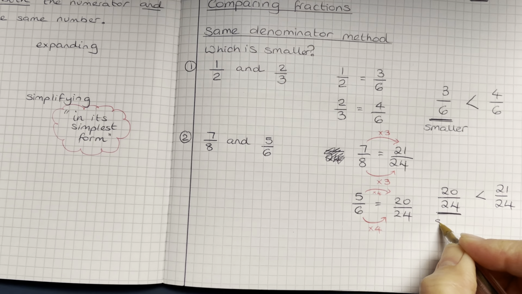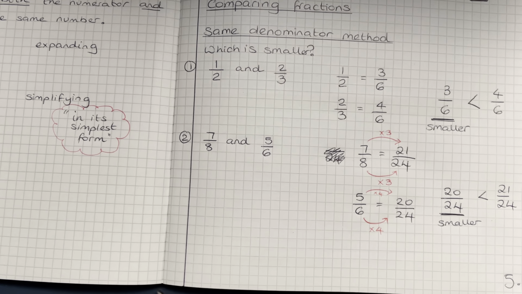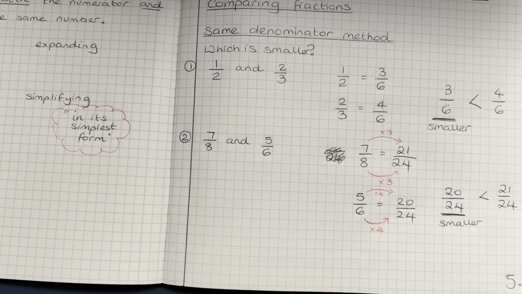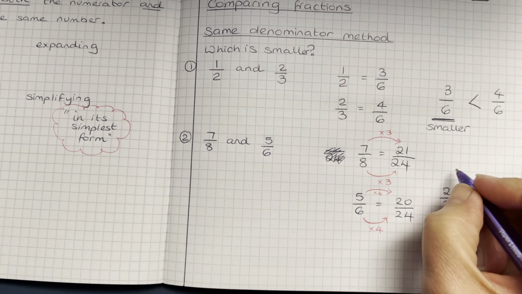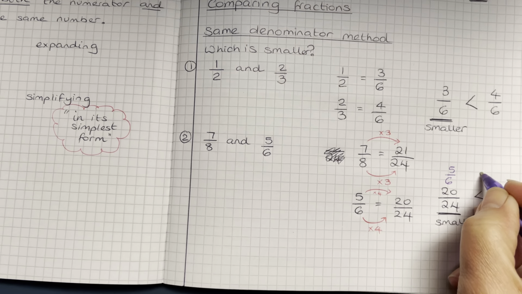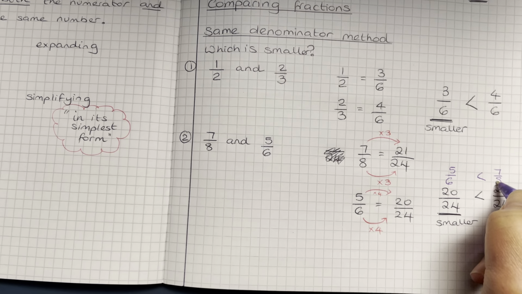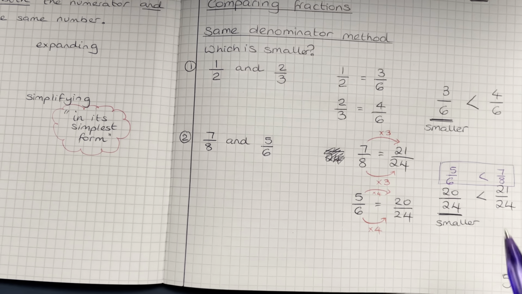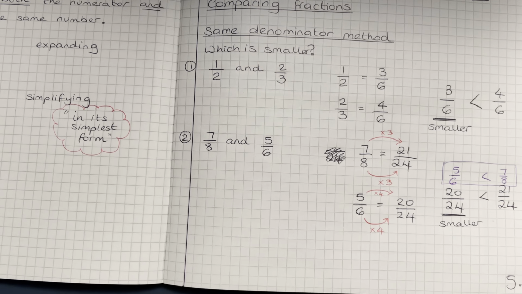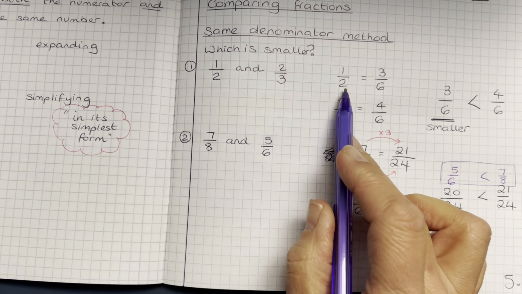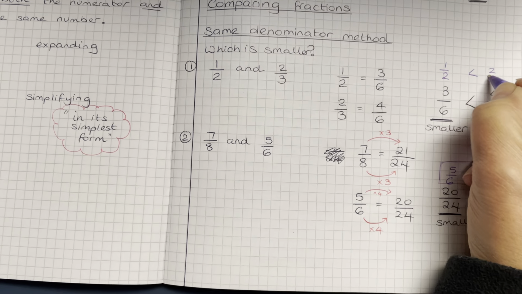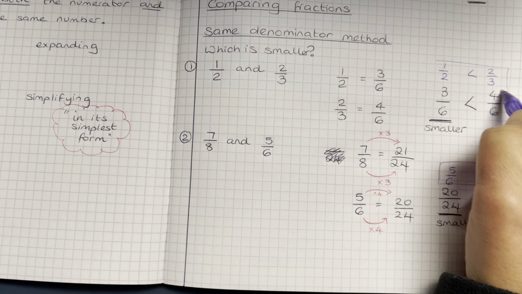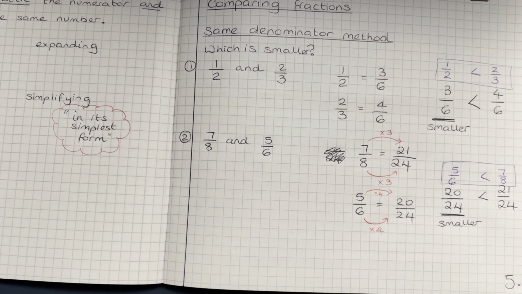Now, one thing I need to mention is when you're comparing fractions, you always want to go back to the original fraction. So, for example, here where I've got 20 over 24, that's telling me that 5/6 is less than 7/8. Okay. Similarly, back up here, I should have said earlier, 3/6 was 1/2. So 1/2 is less than 2/3. Okay, so hopefully you can see that.